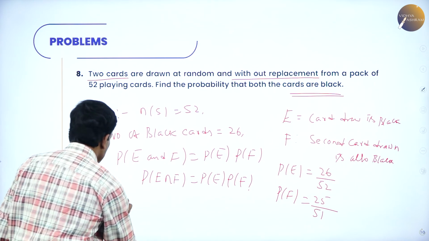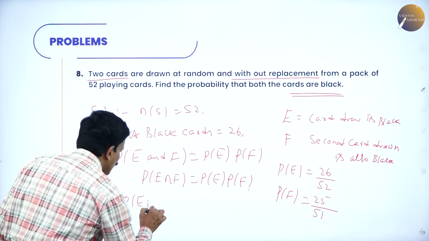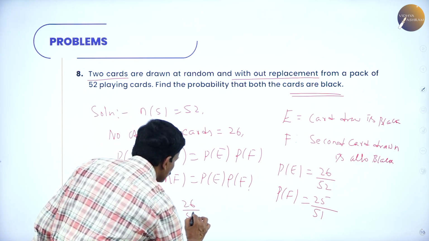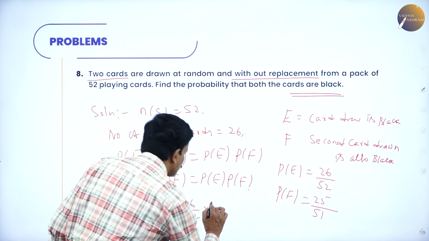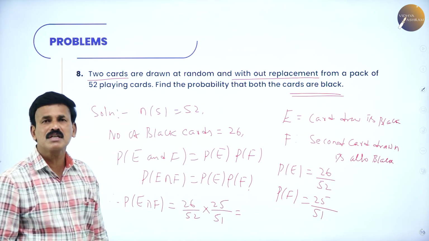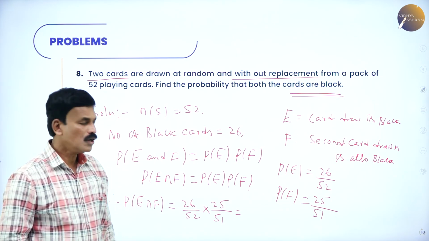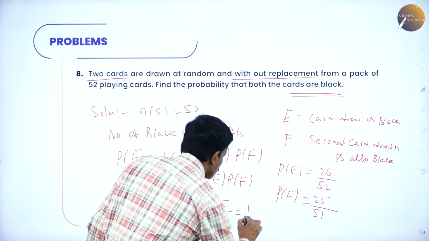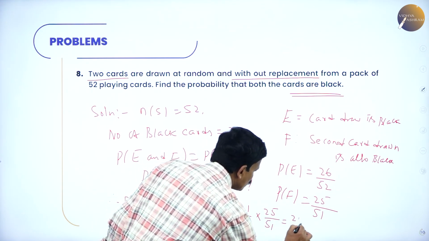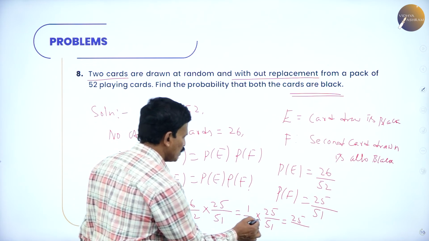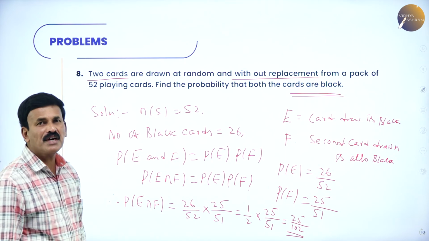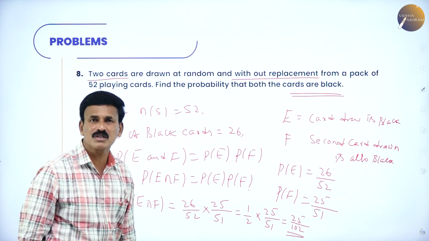Substitute here. Therefore, the probability of E and F is equal to the probability of E, 26 divided by 52, into the probability of F, 25 divided by 51. Simplify this, you will get the answer. So, how to simplify this? 26 by 52 is 1 by 2, into 25 by 51. This is nothing but 25 divided by 51 into 2, which is 102. So, the required probability is 25 divided by 102. That's it. Okay.